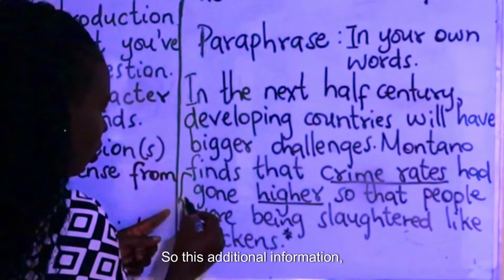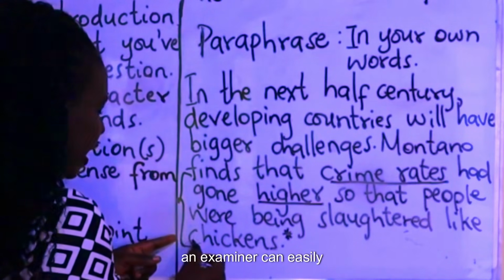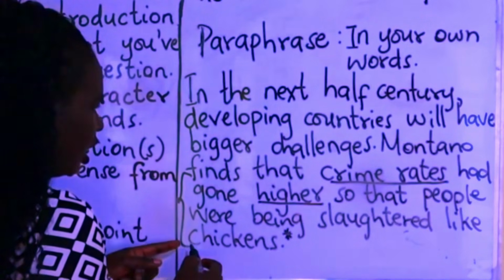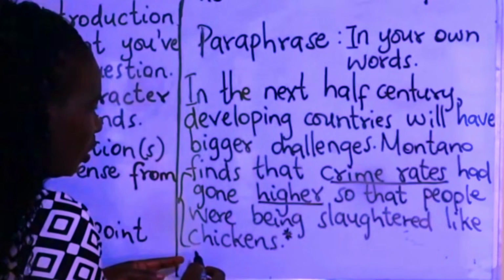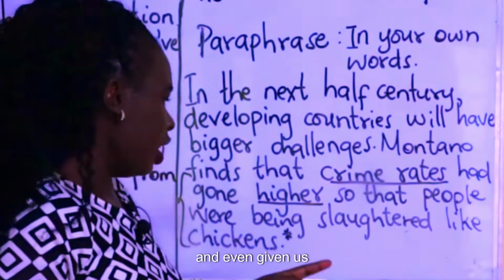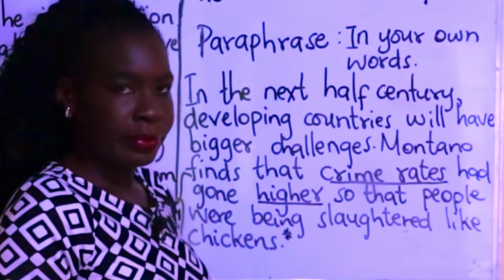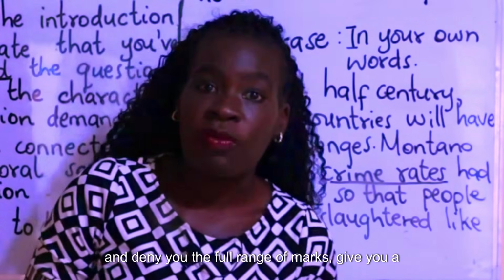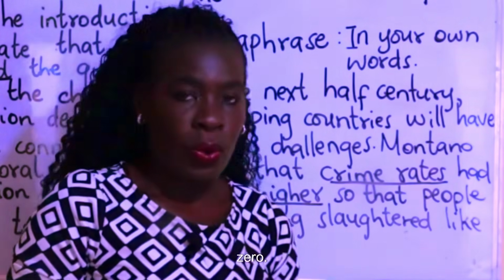So with this additional information, an examiner can easily decide that you have discussed a point and even given us a detail here, and deny you the full range of marks, give you a 0.